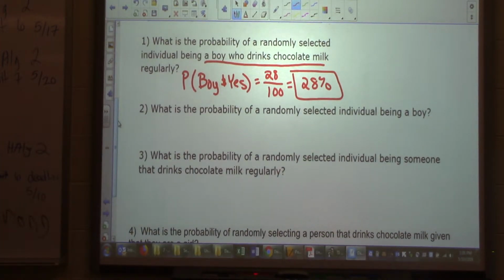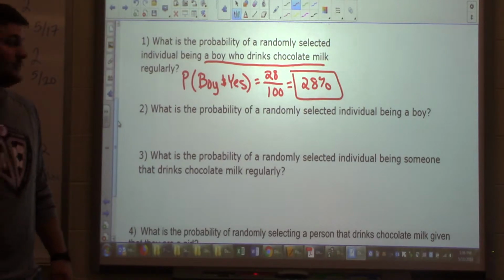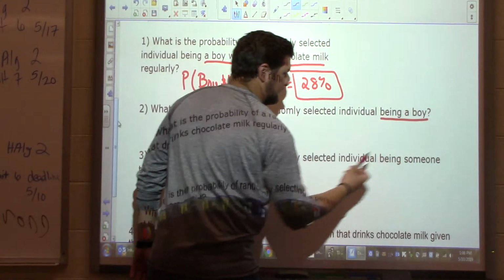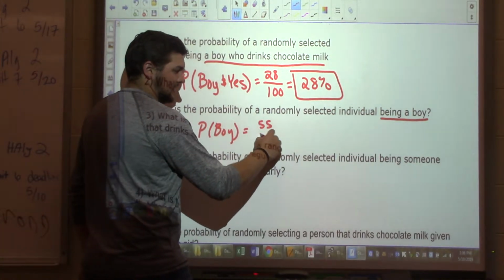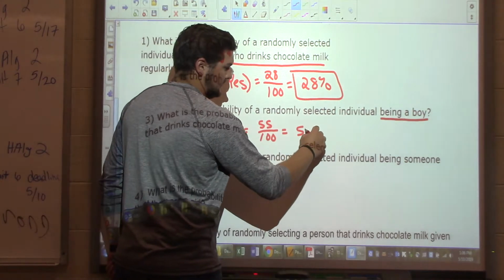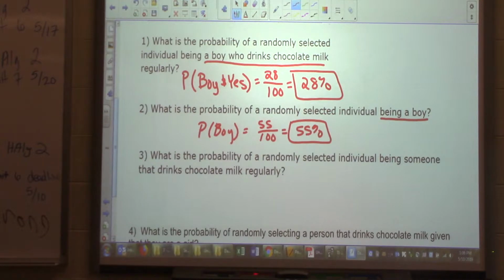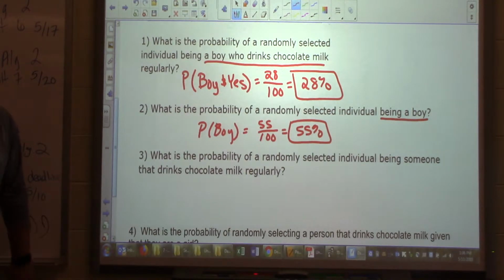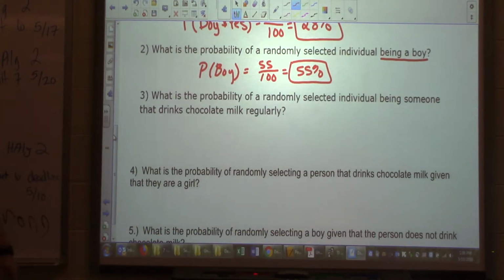What is the probability of a randomly selected individual being a boy? Once again, is this conditional? Is there any given here? No. We just want the probability of it being a boy. So the probability of a boy, 55 divided by 100, which is 55%. I'm sure you can reduce it down. Was that 26 out of 50, 13 out of 25? 11 out of 20.